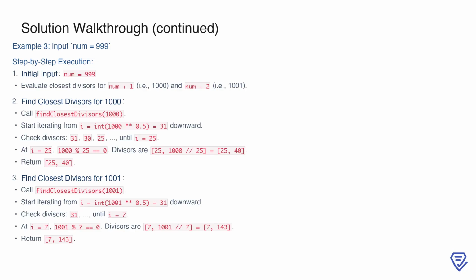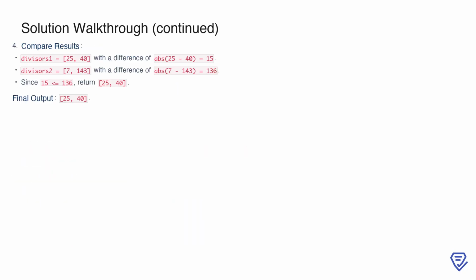Next, for 1001, we again start iterating from the square root of 31. After checking various values, we find that 1001 is divisible by 7, giving us the divisors 7, 143, which we return. With both results in hand, we compare the divisor pairs.